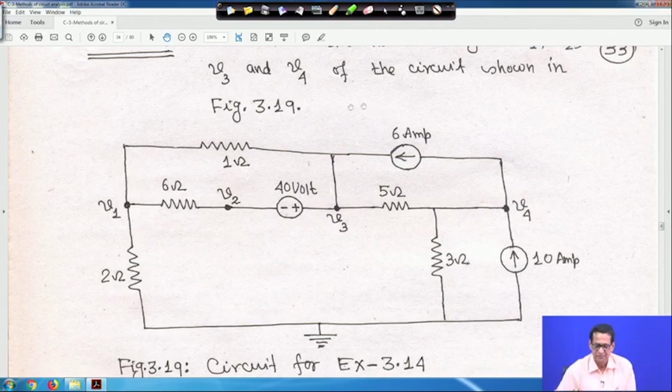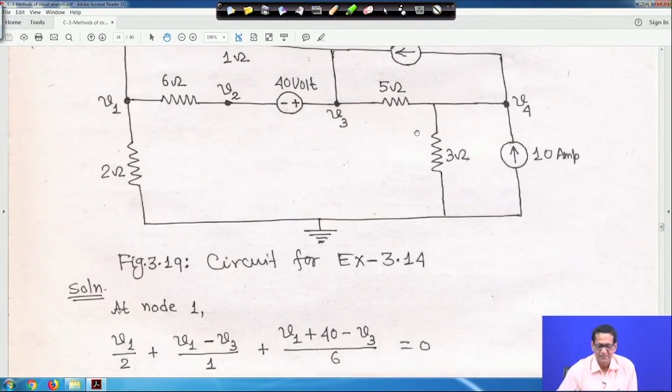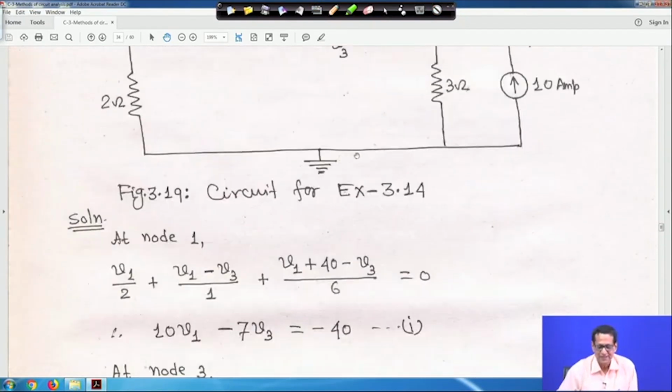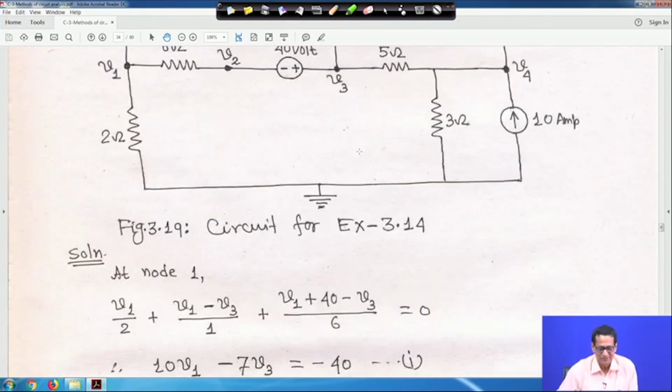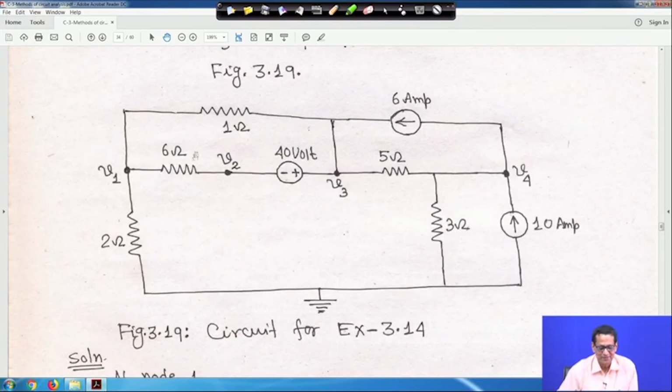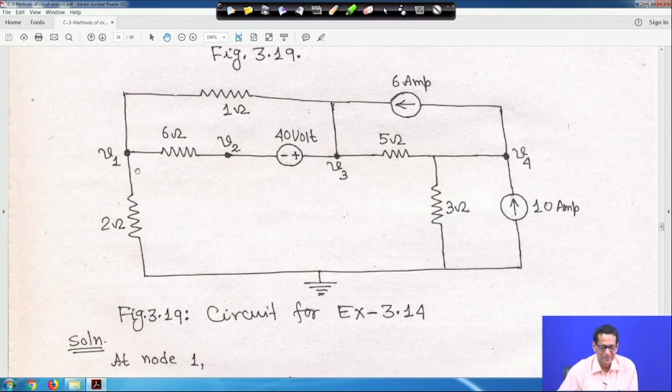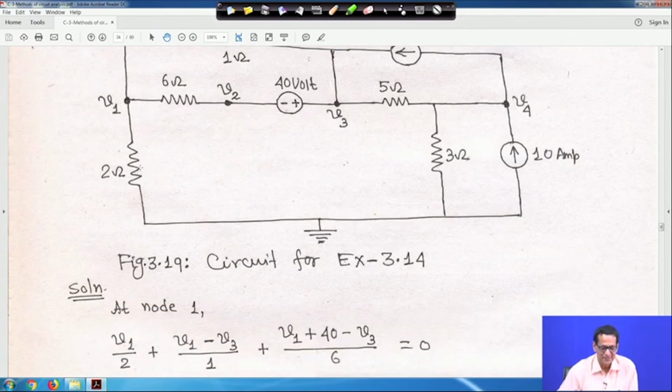So, let us go to the next one, or directly I am writing it here, because we have solved so many problems. Here we are writing that we apply KCL at node 1. First thing is this is your ground potential, just let me adjust it a little bit, hope it is okay.